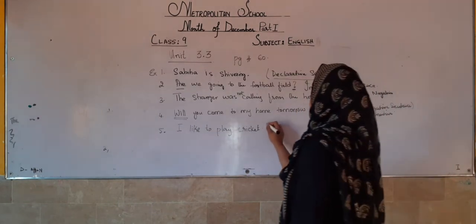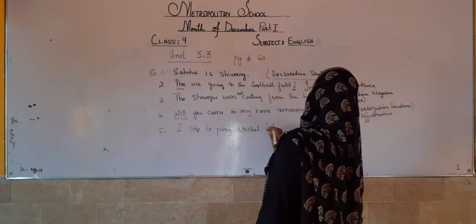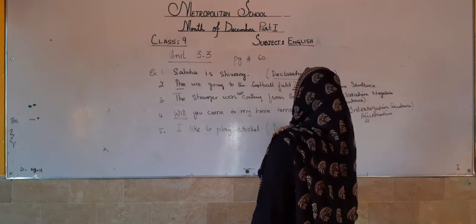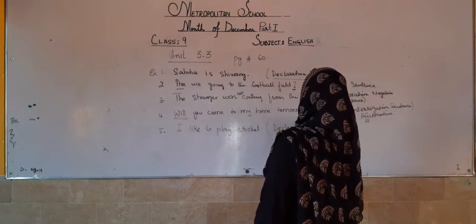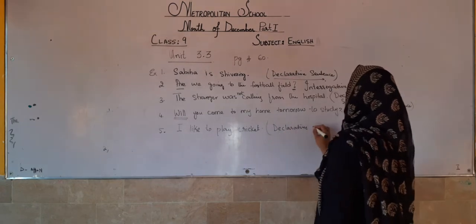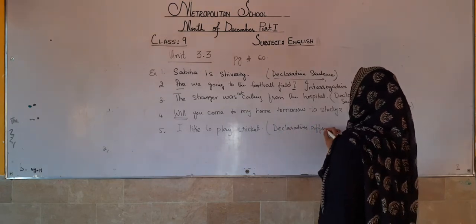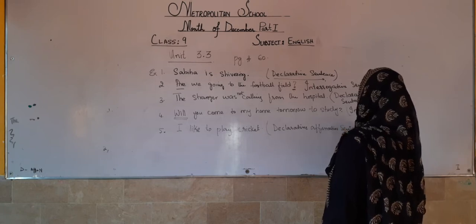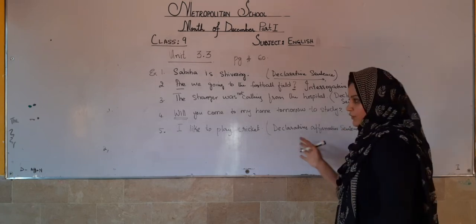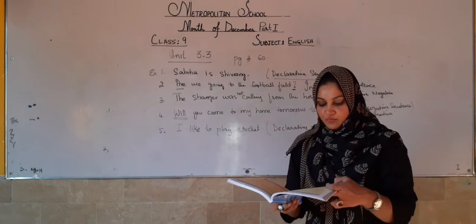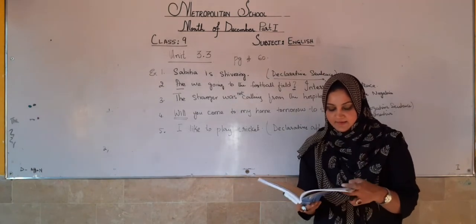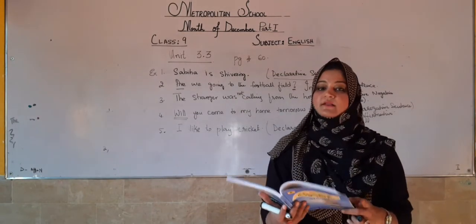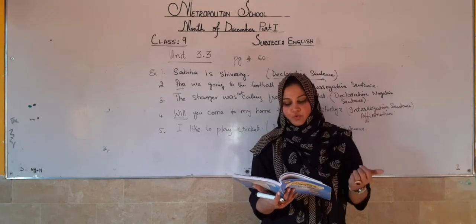So, what will it be? I am going to write here declarative. And which type of sentence? Affirmative sentence. Okay, I have done 5 sentences for you, and we have 8 sentences in this exercise. So you need to do all the statements in your notebook.